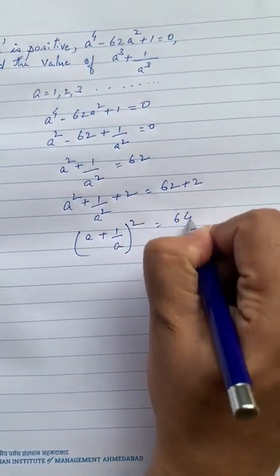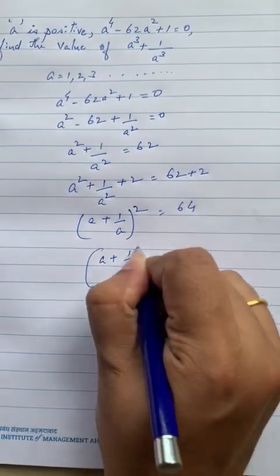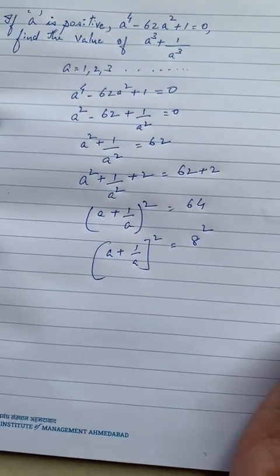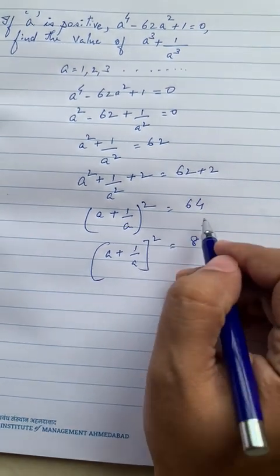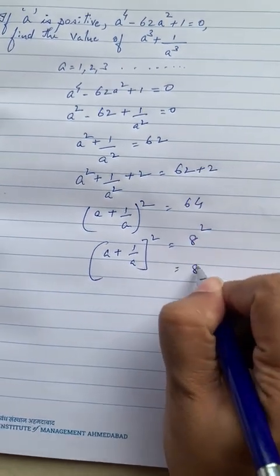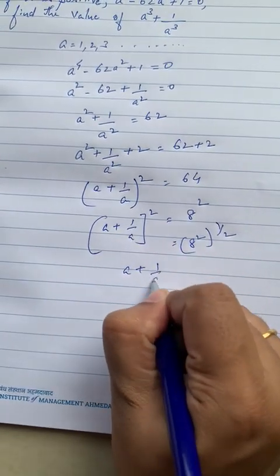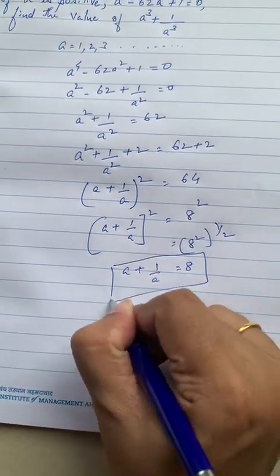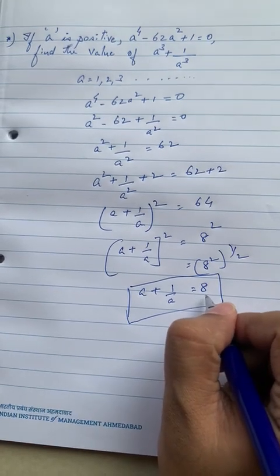So this becomes 64. Now if you simplify this, you can write it in the form of 8 square, which is a perfect square. Now you take the root to the other side, then it becomes 8 square the whole power 1 by 2, which is 8. So you have a simplified expression, which is a plus 1 by a equals 8.